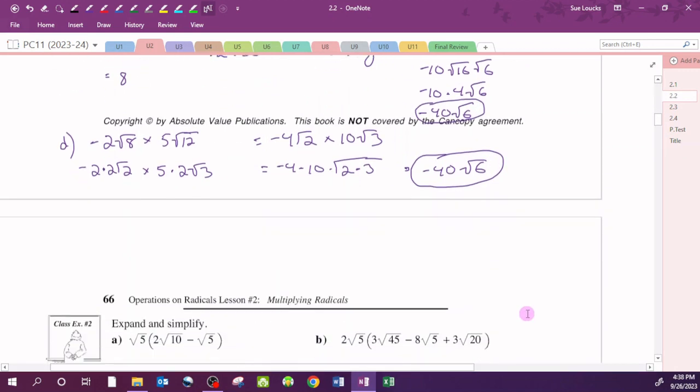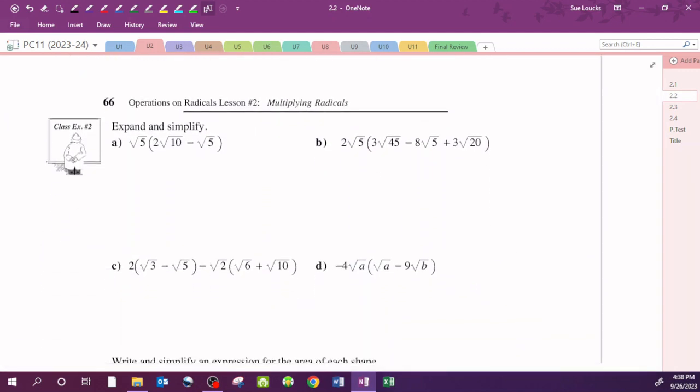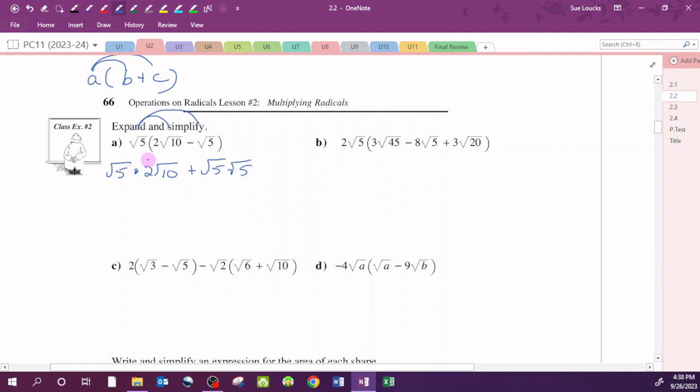All right, next example. Remember our rainbow lines. We're just doing distribution. This is like A times B plus C. I'm going to go A times B and A times C. Just that my A, B, and C are considerably uglier. So I'm going to have root 5 times 2 root 10 and root 5 times root 5. And I do recommend writing it down instead of trying to do it in your head.